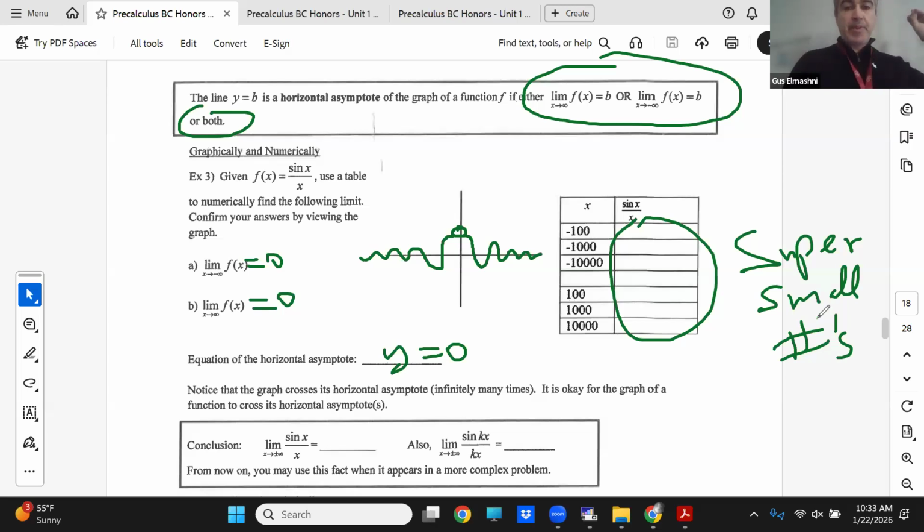From a numerical perspective, graphically, we see what's happening too. And notice the graph crosses the horizontal asymptote infinitely many times. It's okay. It's not a boundary you can't cross. It's all about what is y doing as x approaches positive infinity. That's all it ever is. So in this case, we're going to say that's 0. And that's also 0. If you have sine kx over kx, it's also the same thing.